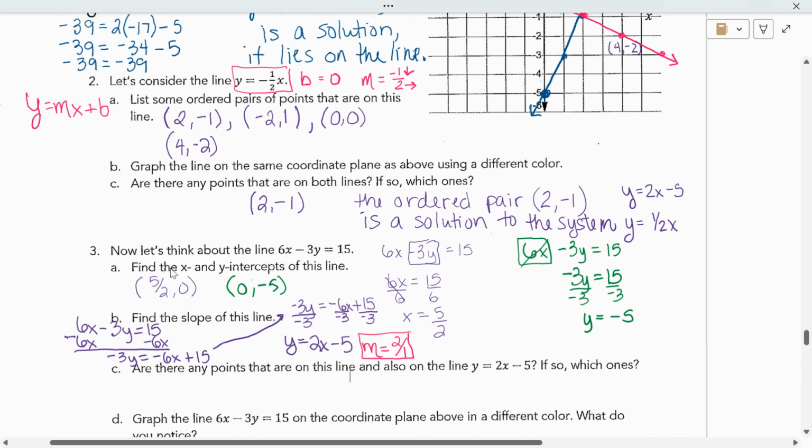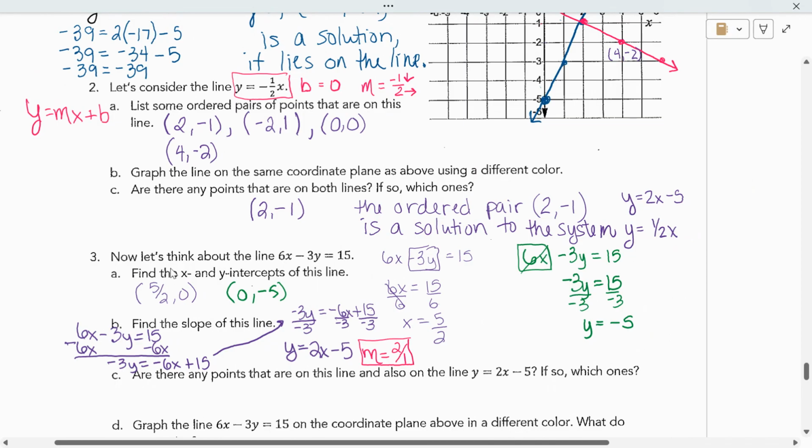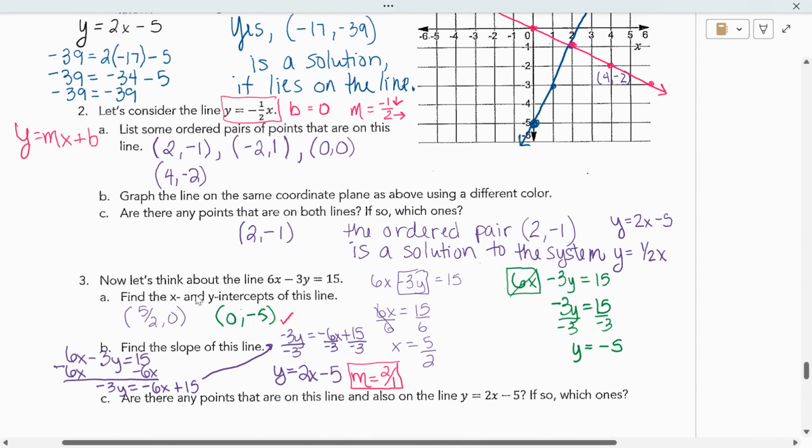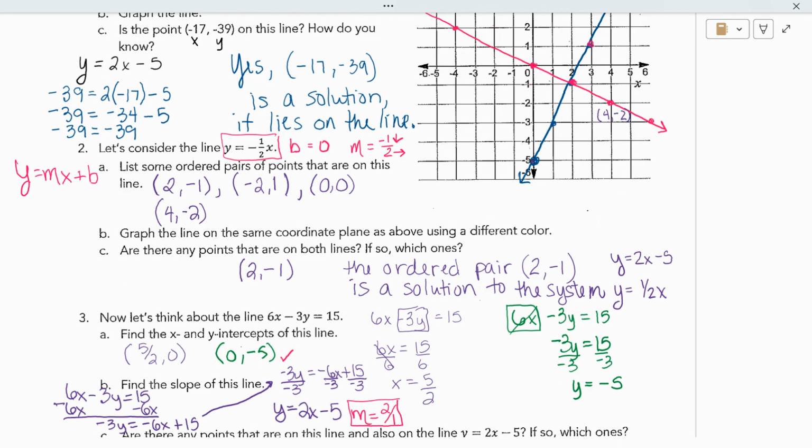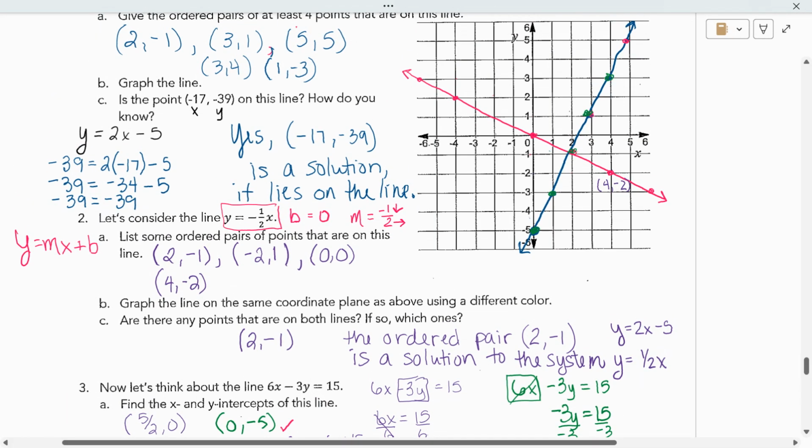So let's graph this line. Let's use this point right here and then count our slope. Are you okay with that? So let's start at 0, negative 5. I'm going to graph this line in green. So there's the point 0, negative 5, and then I'm going to go up 2 over 1, up 2 over 1, and so on. What do you guys notice? Yeah, it's the exact same line as the blue line.